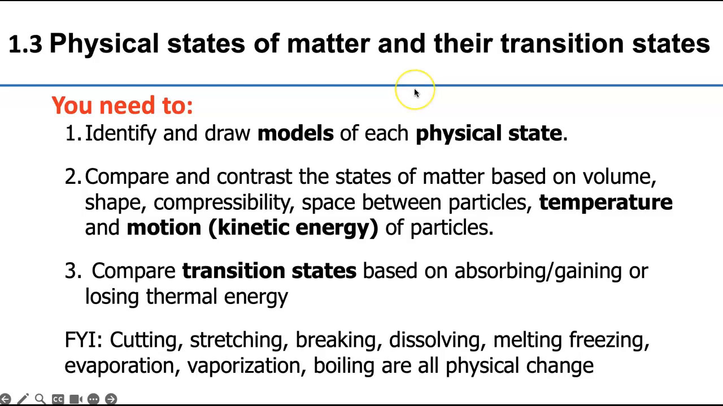So we are going to the next topic, physical states of matter and their transition states. Here we will learn to identify and draw models of physical states with different spaces between particles. Compare and contrast the states of matter based on volume, shape, compressibility, space between particles, temperature, and motion. Motion, again, as I said, is kinetic energy of particles. Finally, compare and contrast transition states based on absorbing or gaining or losing thermal energy.